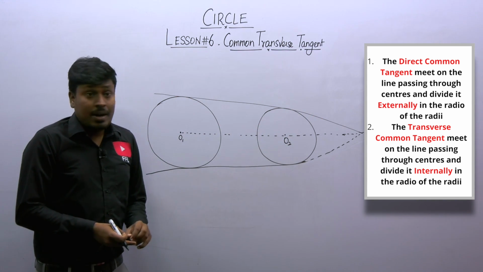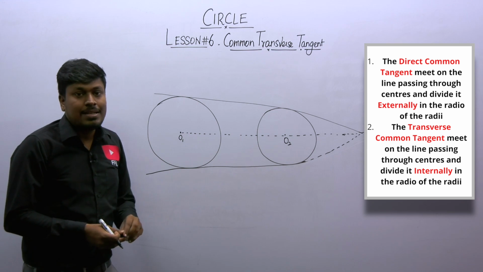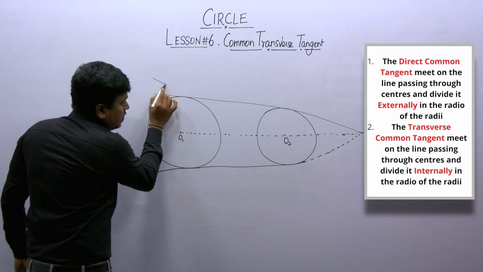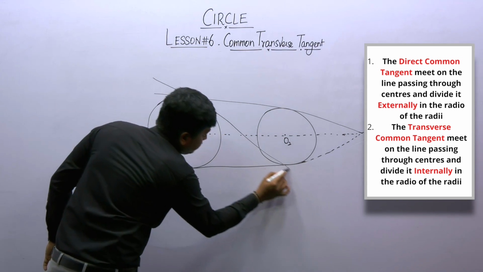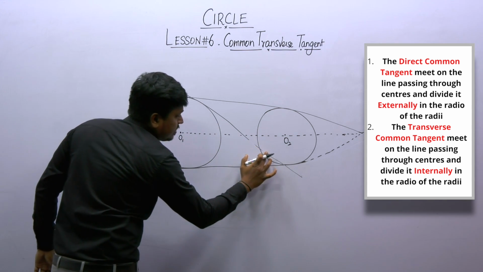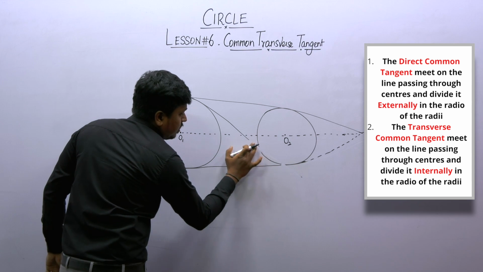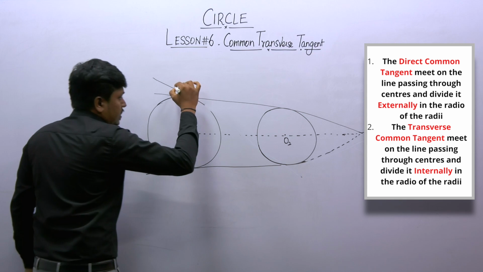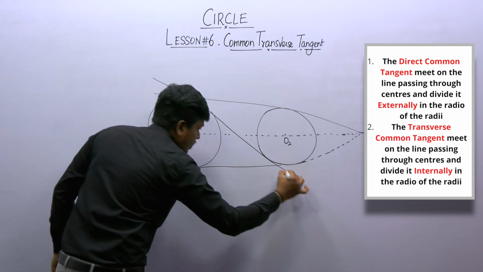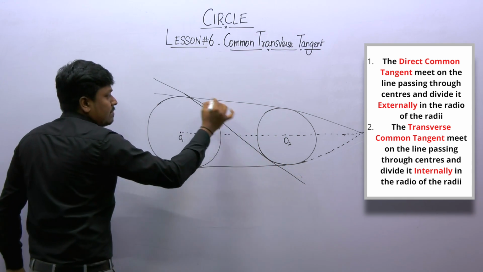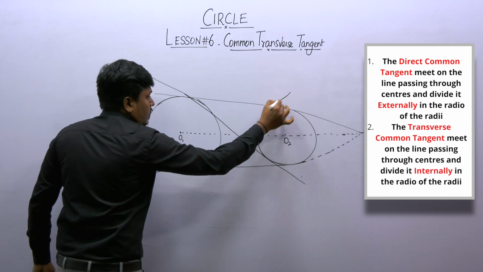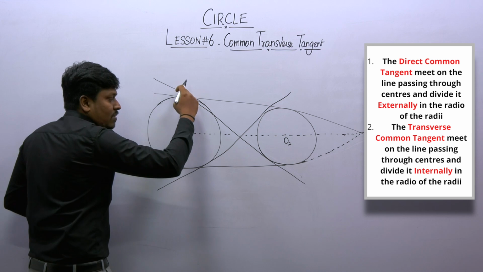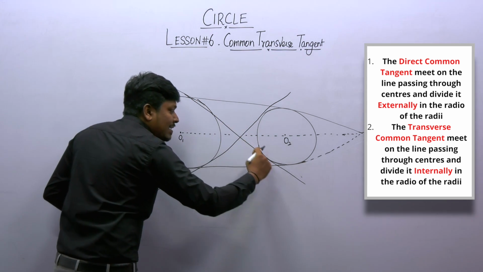So now let me draw a diagram for common transverse tangent. Just listen carefully how I am going to draw it. So I will draw like this. Sorry, it should not touch this line. Okay. Just see here. Yes, it should touch this point, right? So similarly, I can draw. Yes, this is called as a cross, right? A cross. This line is called as a common transverse tangent.